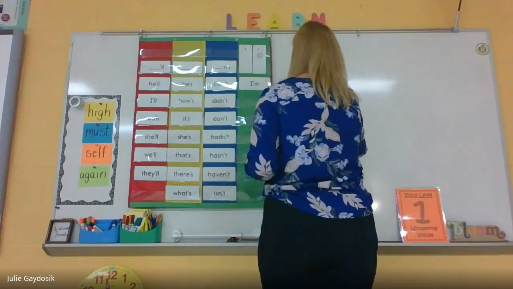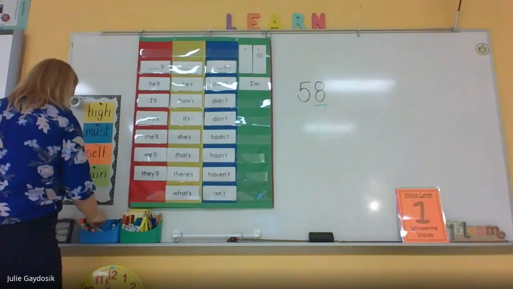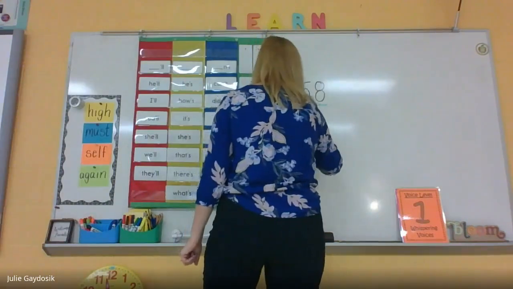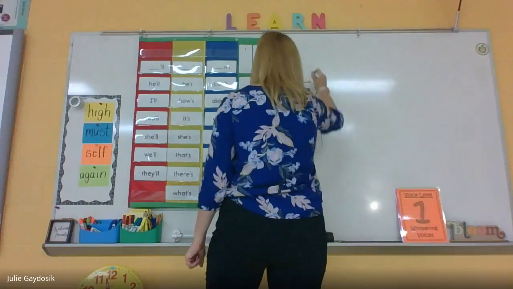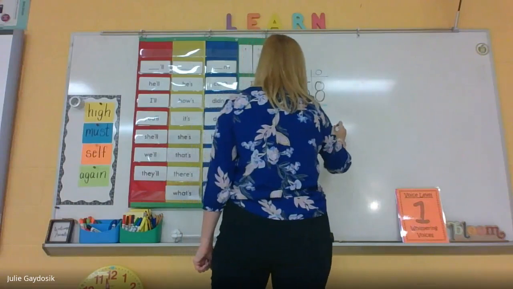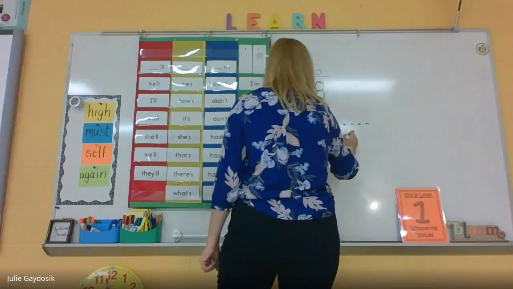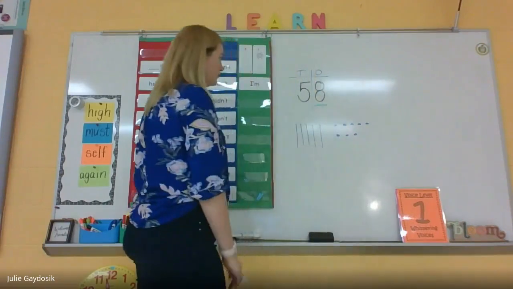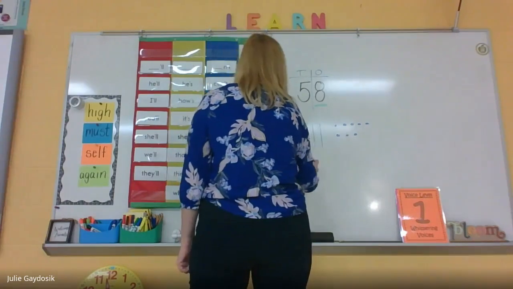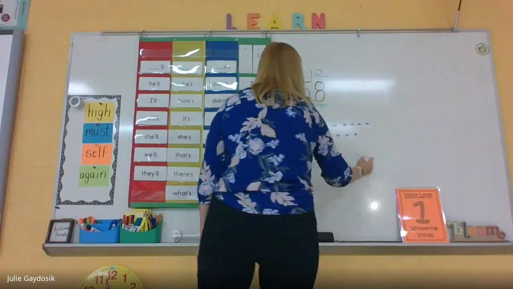So I want to know the value of this digit right here. So I'm going to draw my base 10 blocks for this number. There's 5 tens. Remember, you can always draw a tens and ones chart over it. 5 tens. 8 ones. Okay. So I want to know how much this is. This is worth 8 ones or 8.